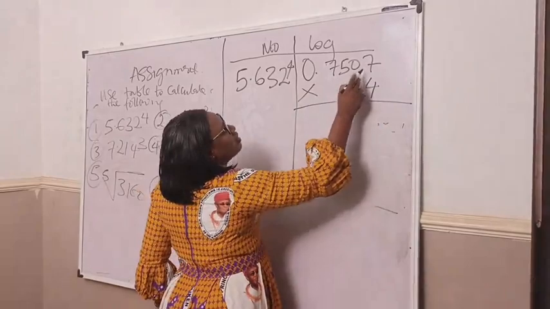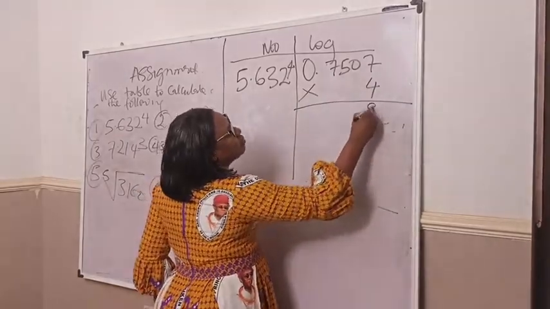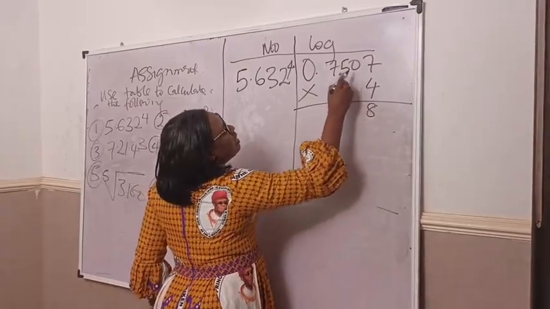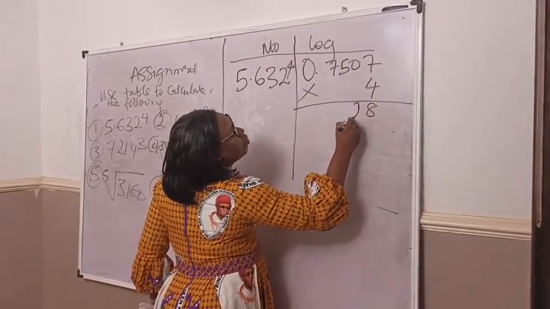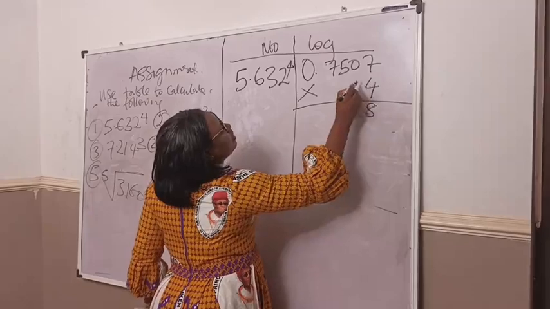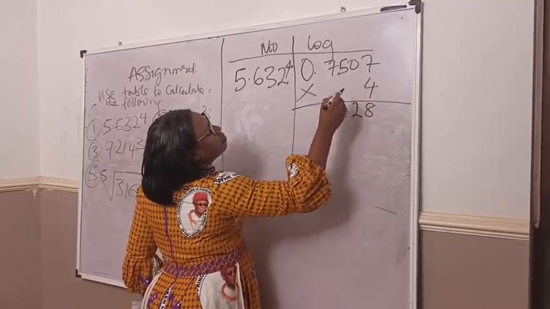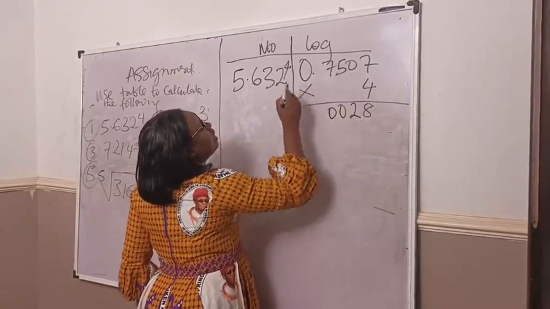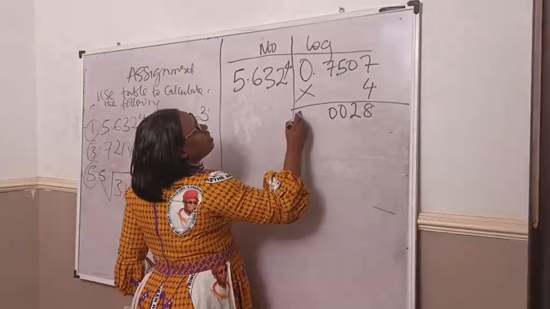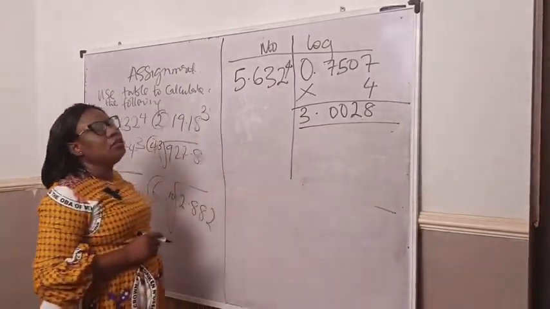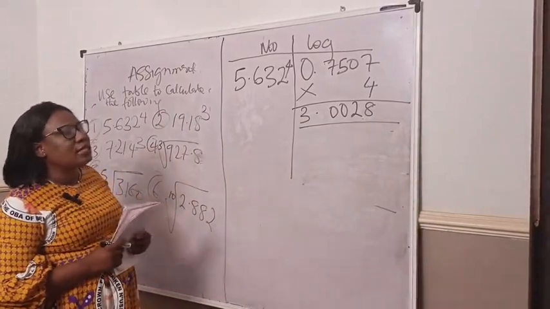4 times 7, 28. Put down 8, carry 2. 4 times 0, 0, plus that 2, bring the 2 down. 4 times 5, 20, carry 2. 4 times 7, 28, plus that 2, 30. Put down 0, carry 3. 4 times 0, 0, plus that 3, 3. So we have gotten it to this extent now.